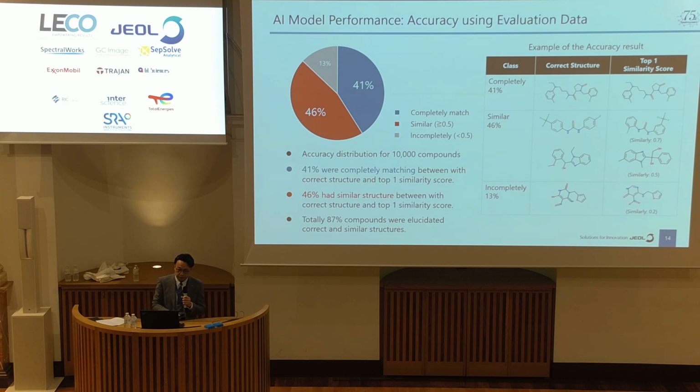46% had a similar structure. So I have to say it is kind of a false positive. However, you can see these structures are very similar. I mean, just the differences in the position of the functional groups. Okay, so I can say totally 87% of compounds were elucidated with correct and similar structures. So right now, we also have very big confidence in our AI model.